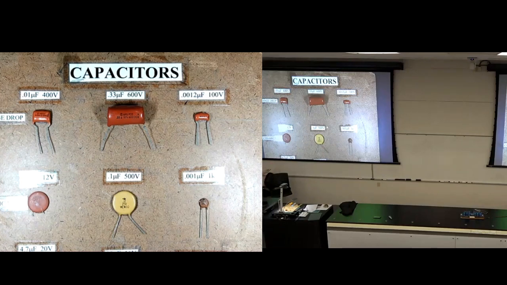Let's take a look at a couple of them. Look at this little guy down here. He's pretty tiny. And this is a 0.001 microfarad capacitor. So this is a 1 nanofarad capacitor. So that's a small capacitor, and it's physically small. It's physically small, and it also has a small capability of storing charge because it's got a small capacitance.